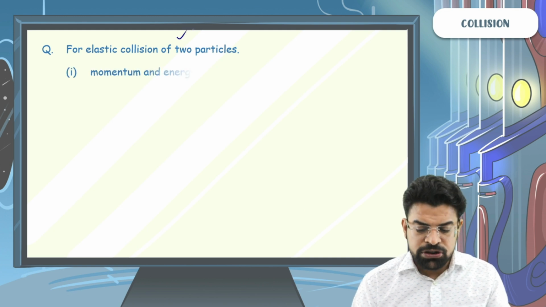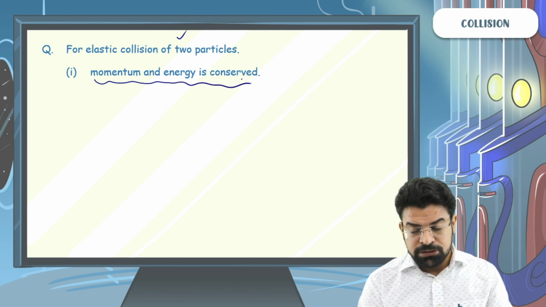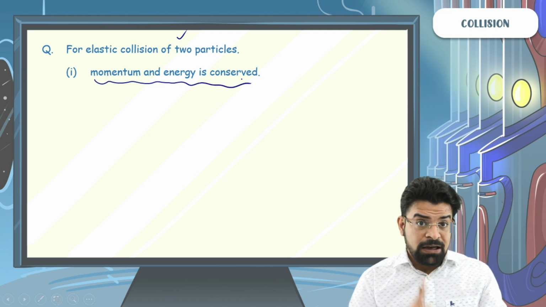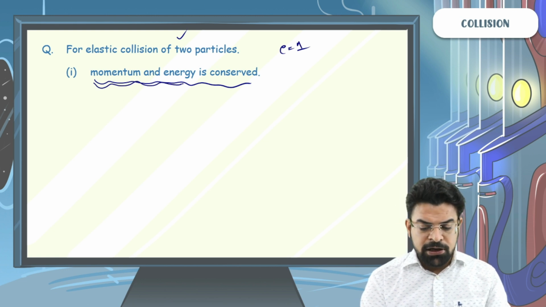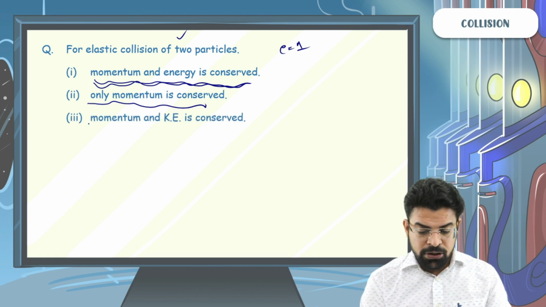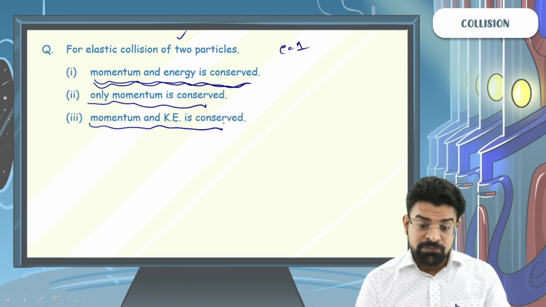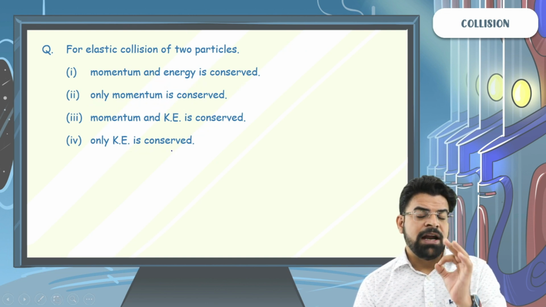For elastic collision of two particles, momentum and energy both are conserved. Elastic collision means beta E equals 1. Options: momentum and energy both are conserved; only momentum is conserved; momentum and kinetic energy is conserved; only kinetic energy is conserved. Which of them is the right option?